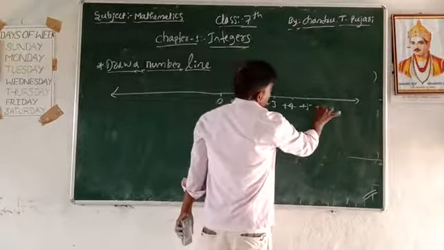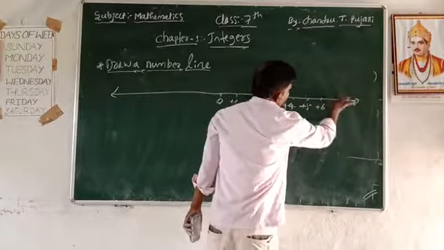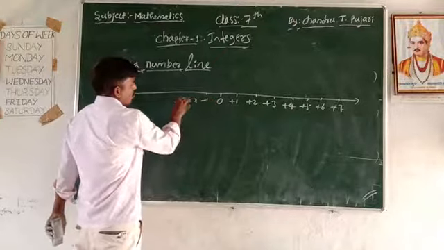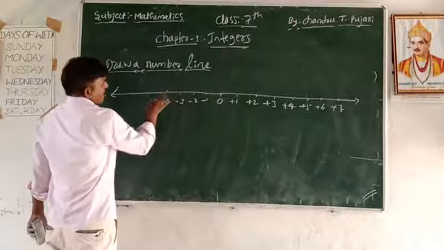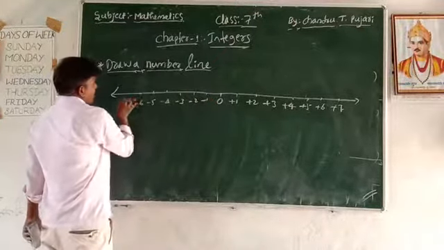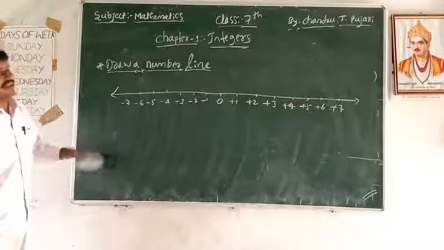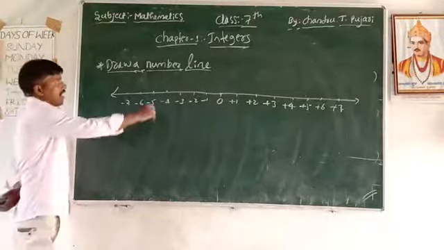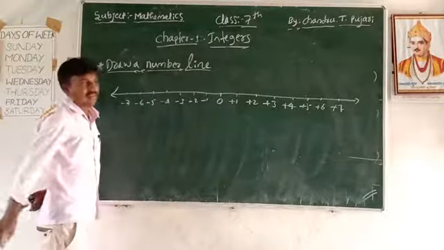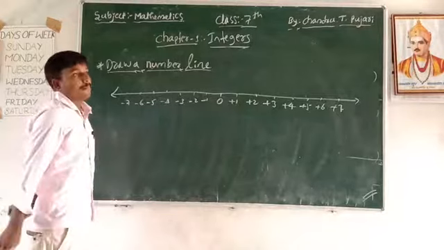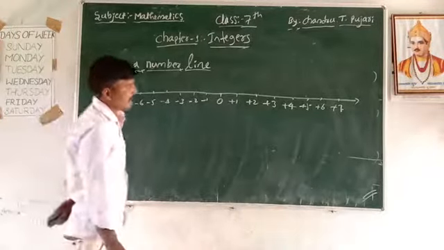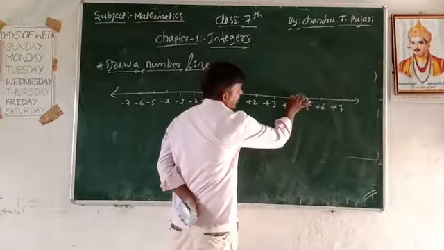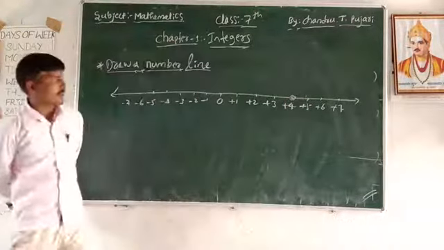plus 5, plus 6, plus 7. On the left side are minus 1, minus 2, minus 3, minus 4, minus 5, minus 6, minus 7. These are all integers on the number line. For example, you can mark plus 4 on the number line. This is plus 4 on the number line.